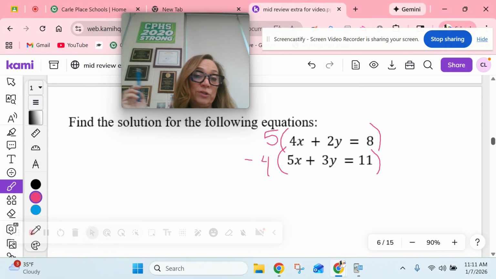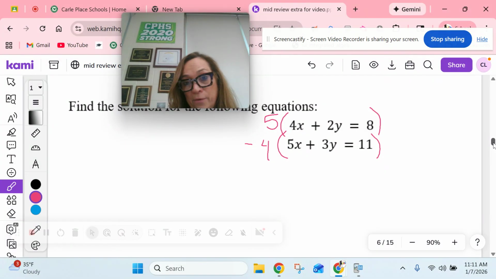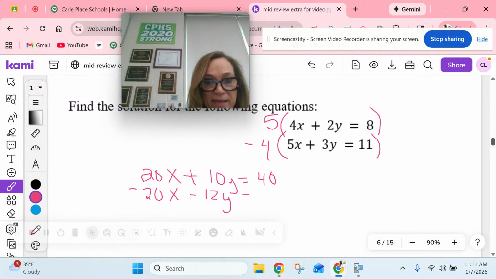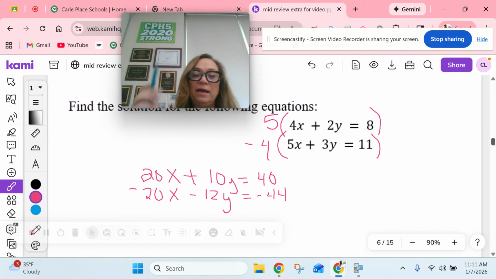So then you would be looking for 2 times 3 is 6. So you'd be looking for eliminating with a 6 and a -6. Okay. So 20x plus 10y is equal to 40. Minus 20x minus 12y is equal to -44. And that's a lot of distributing. It's technically the multiplication property of equality. If you multiply everything in the equation by the same number, you keep a true or valid equation. All right, so 5 times 4 is 20, 5 times 2 is 10, 5 times 8 is 40, 4 times 5 is 20, 4 times 3 is 12, and 4 times -11 is -44.